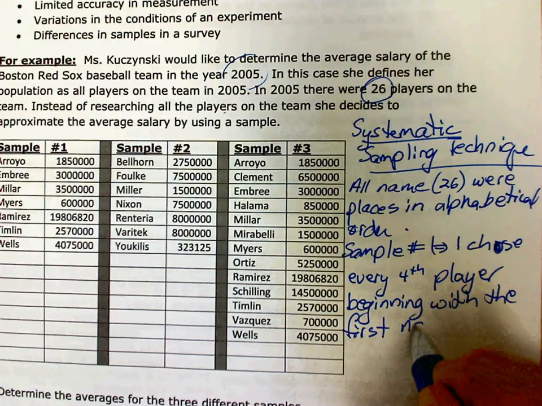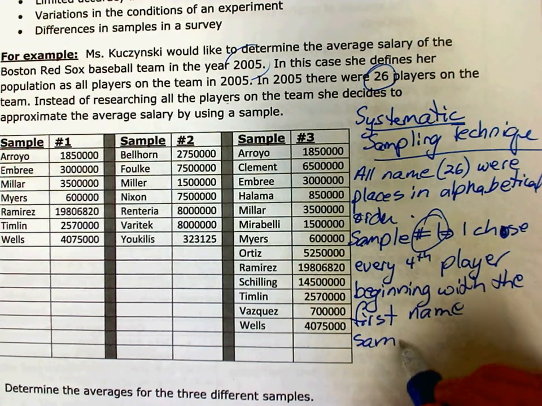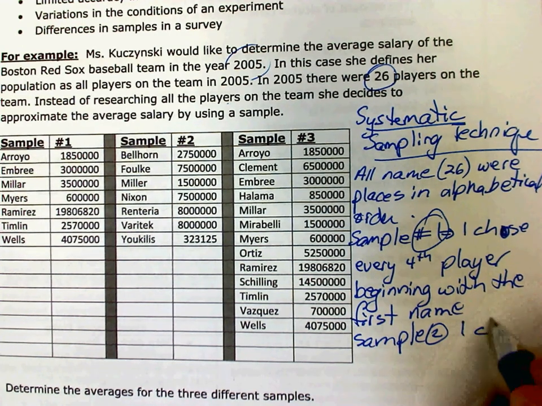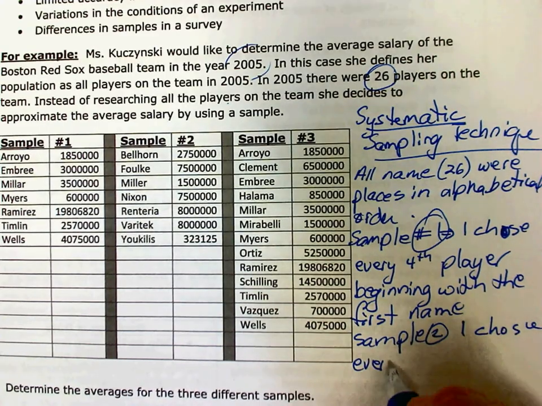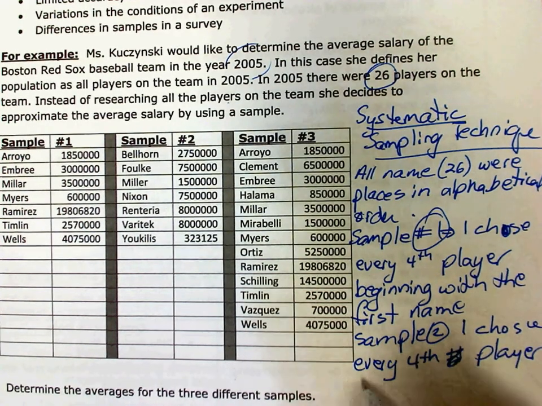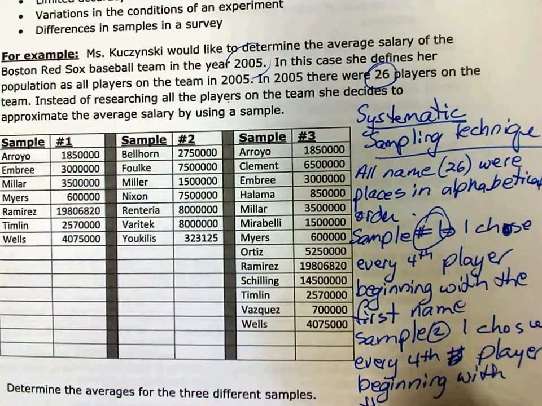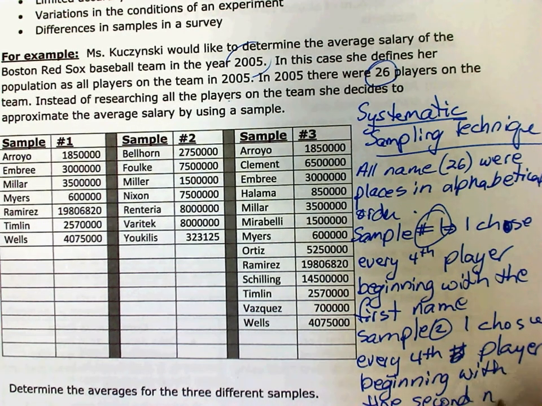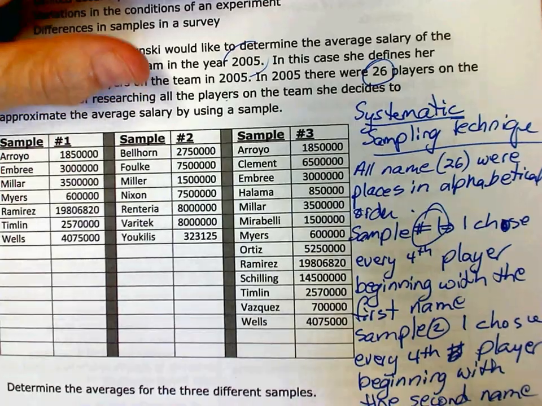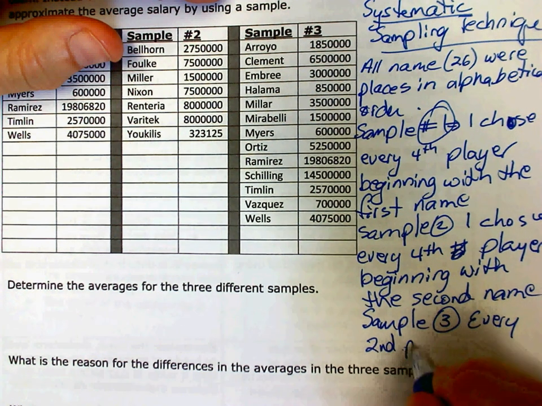Okay, sample number 2, just so you can see the differences in how I chose them. I chose every fourth player beginning with the second name. Sample number 3, I chose every second player beginning with the first name.